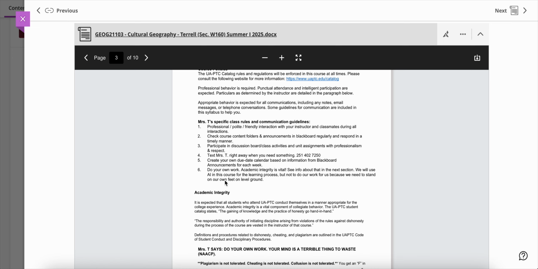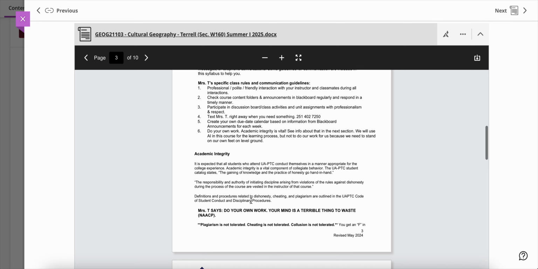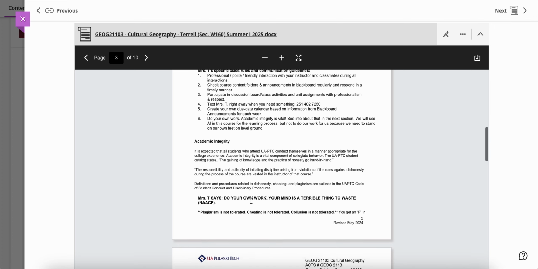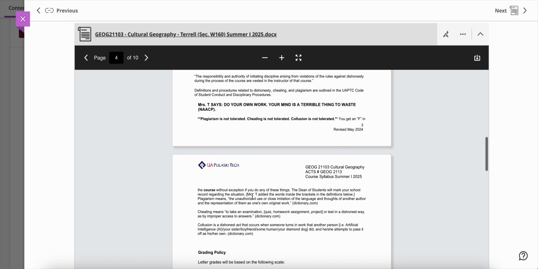I do want to point out number 6, which is about academic integrity. It's about academic honesty. You have to do your own work. We are going to use AI in this course, but you're only going to use it when I give you the go-ahead to do that. And so that's what some of this academic integrity section says.